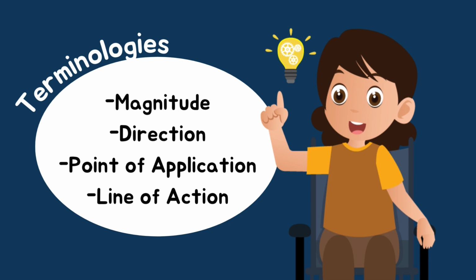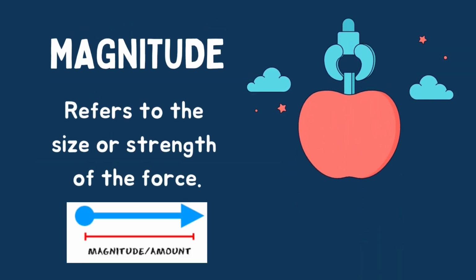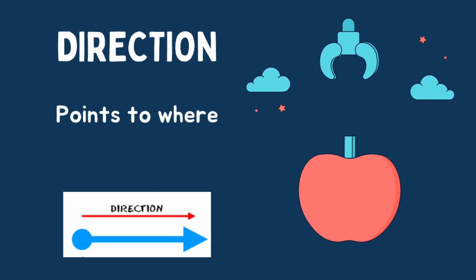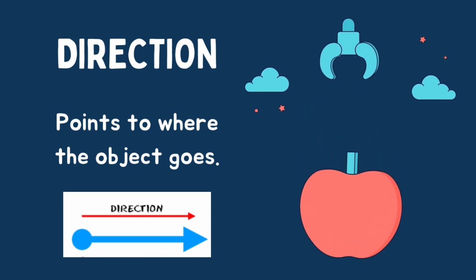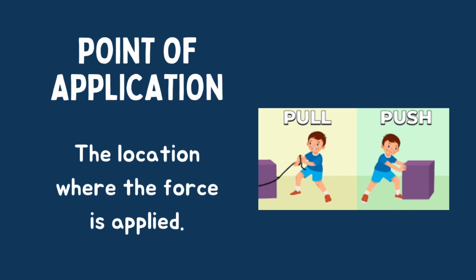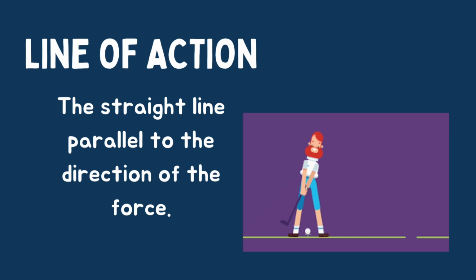First is the magnitude. It refers to the size or strength of the force, how strong you push or pull an object. Next is the direction. It points to where the object goes: up, down, left, or right. Then the point of application. It is the location where the force is applied. And finally, the line of action. It is the straight line parallel to the direction of the force.